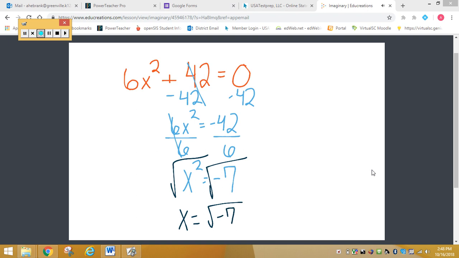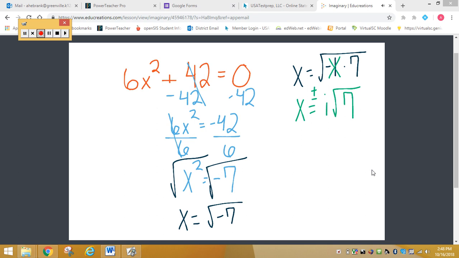7 won't simplify, but I can take that negative out because the square root, let me write it like this. This is really negative 1 times 7. And I do know that the square root of negative 1 is i. So that would be i square root 7. And whenever you do the square root, you need to put that it could be a positive or a negative. So that answer is actually positive or negative i square root 7.